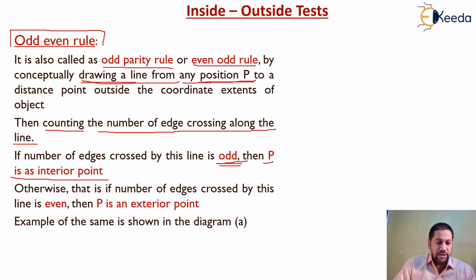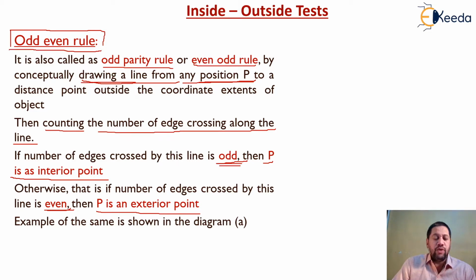Otherwise, if the number of edges crossed by this line is even, meaning it is 2, 4, etc., then the P is an exterior point, the P is outside the polygon. So it is an exterior point, and obviously that is not filled with the color, that is filled with the background color. So this is my odd-even rule.